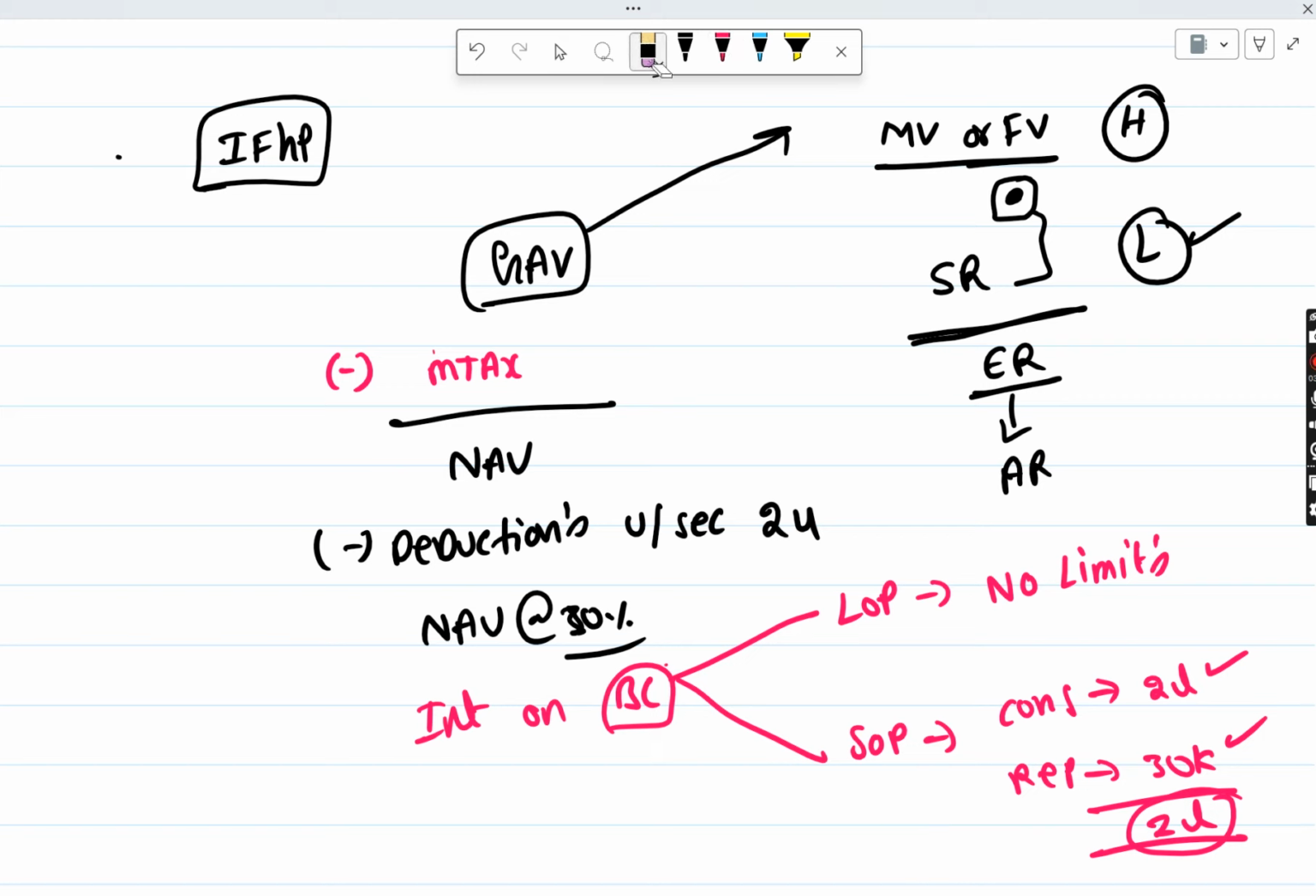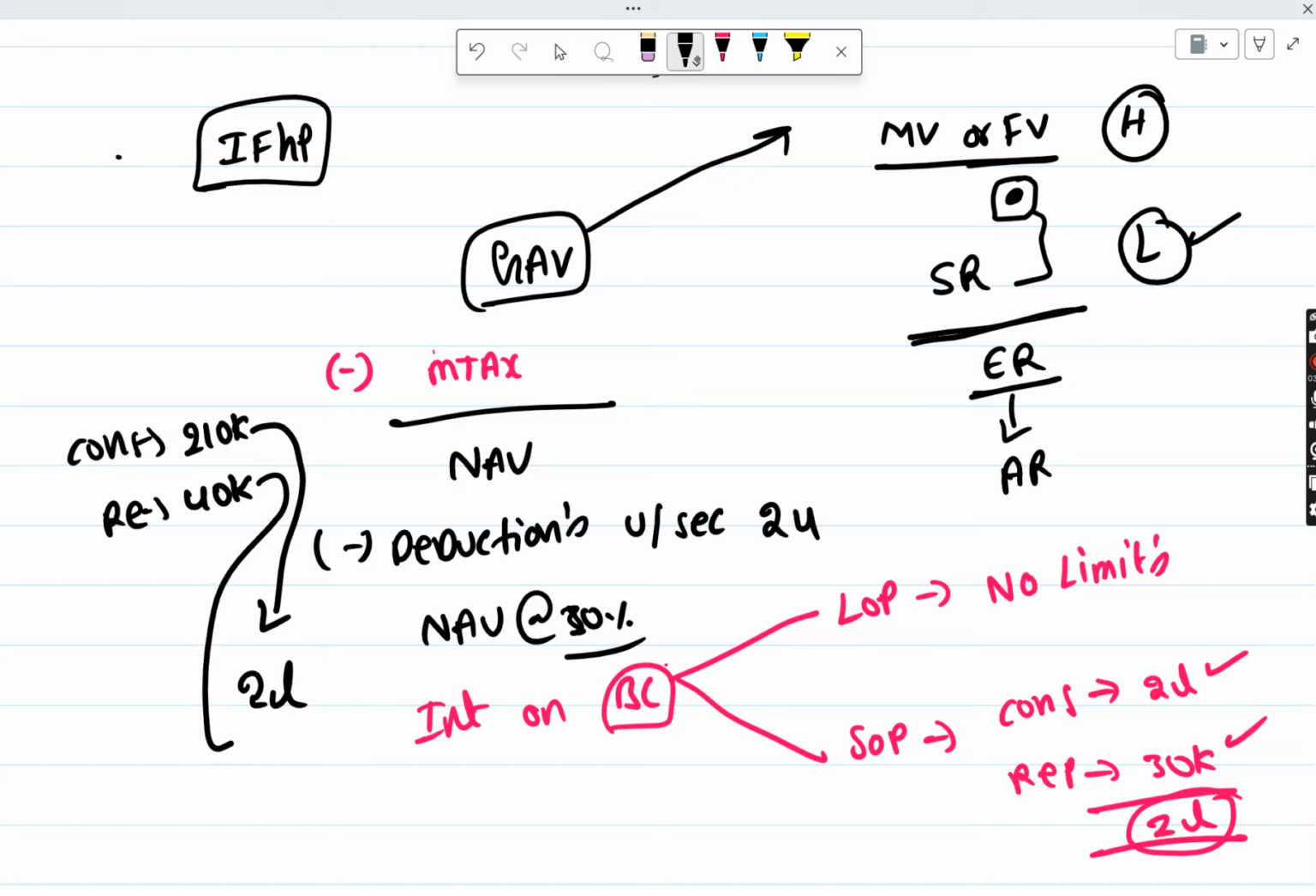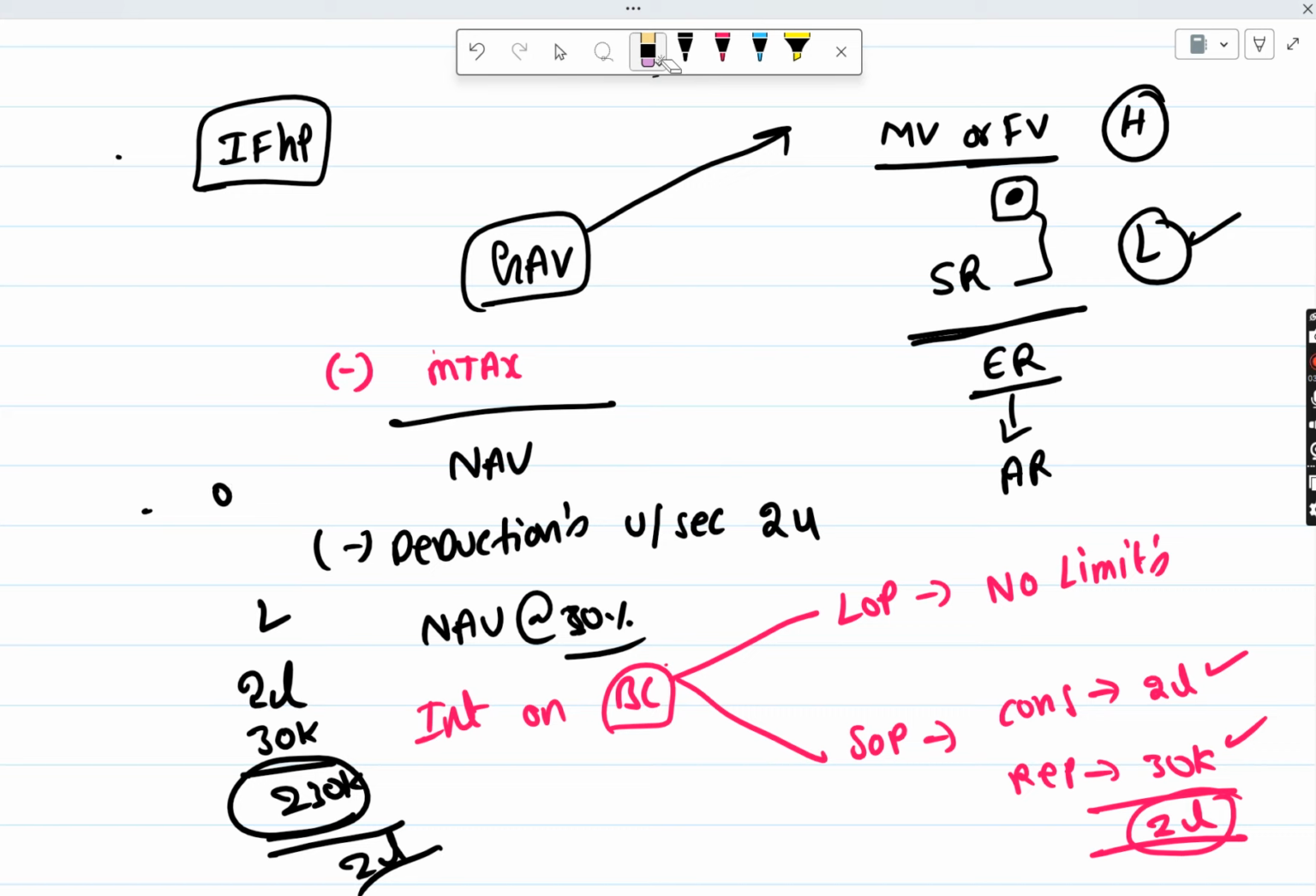Let's say in the question they have given construction as 2 lakh 10,000 and repairs as 40,000. From construction we take 2 lakhs, because the maximum deduction for construction is 2 lakh. For repairs the maximum deduction is 30,000. So the total is 2 lakh 30,000, but again we restrict it to 2 lakhs, because the overall deduction cannot be more than 2 lakh. This is all what we discussed.